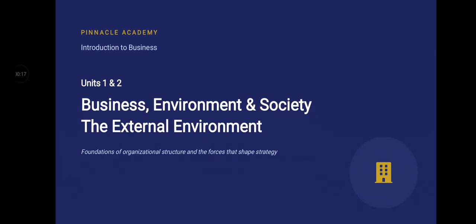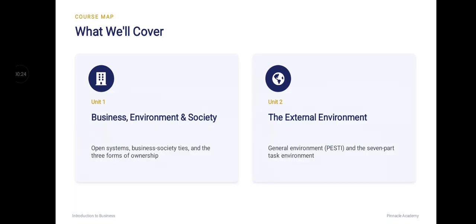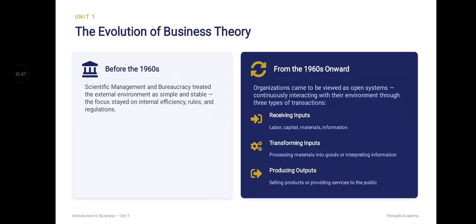In today's lesson, we're going to look at Unit 1, Business, Environment, and Society, and Unit 2, the External Environment. By the end of this lesson, you will understand how businesses are organized, why the environment around a business matters so much, and the specific forces that shape how a company like Zanaco, MTN, or even a small tuck shop in Kitwe operates every single day. Let us begin. We will start right from the beginning.